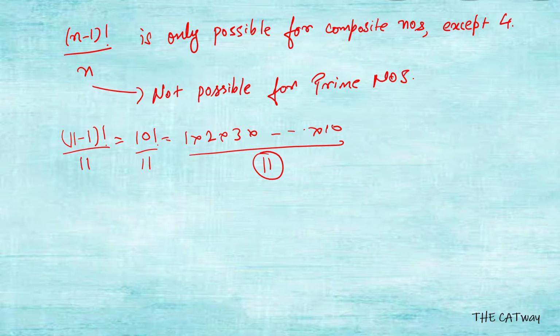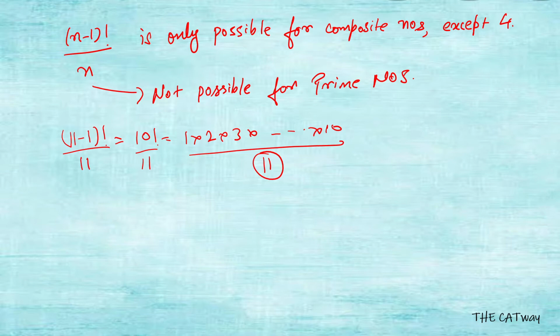So that is the reason why it is not divisible for prime numbers, because for every prime number the same case will be there. Let's say you are talking about 23, so up till 1 to 22 there are no numbers which can divide 23, so 23 cannot be removed from the denominator. That means it will not completely divide 22 factorial. So that's the reason it is not possible for prime numbers.